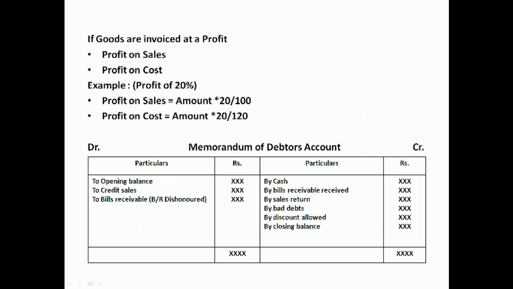If goods are sent at invoice price, when they are sending goods to the branch at invoice price method, they need to mention the profit percentage in the illustration, to show how much profit they are adding for that stock or goods. So here, if goods are invoiced at profit, that profit may be on the sales or profit may be on the cost. They may give in the illustration. So they may give a profit on cost or they may give profit on sales. So I've also given a small example here.